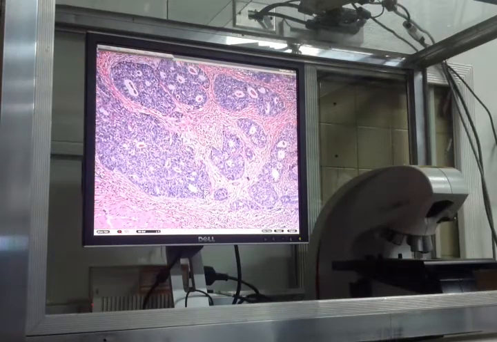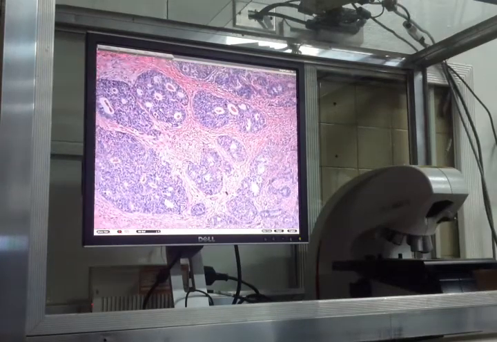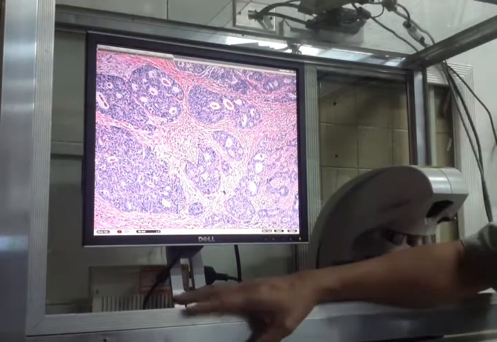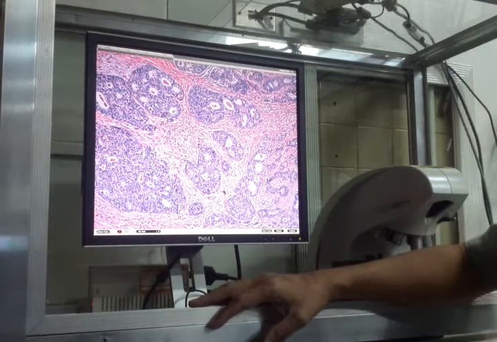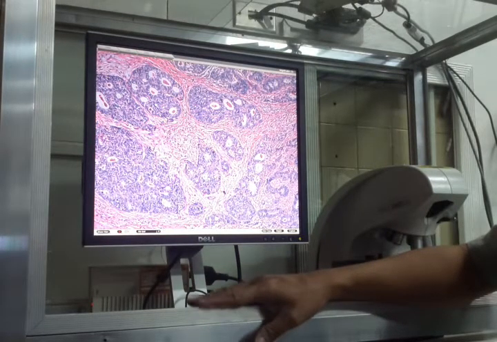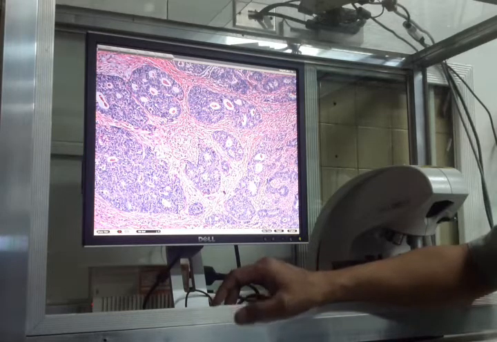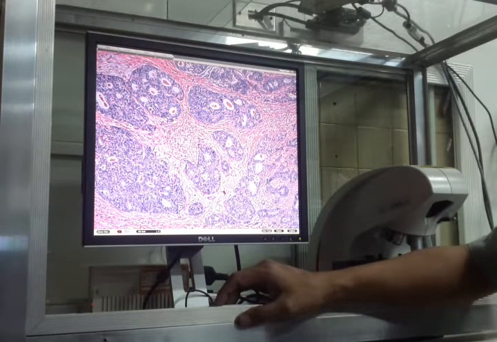Mesenchymal. Ano sa mesenchymal? Buto, cartilage, taba, yun ang mga mesenchymal tissues mo. Fibrous tissue, buto, cartilage, taba, smooth muscle, skeletal muscle, cardiac muscle, yun ang mga mesenchymal. Dugo, lymph node, yan ang mga mesenchymal tissue mo. Saan nanggaling to?